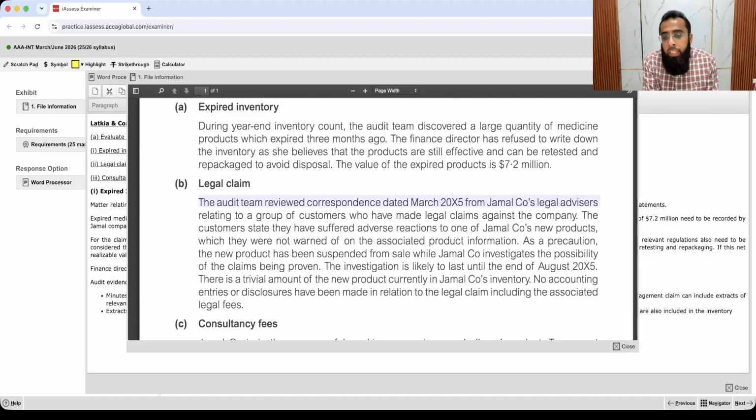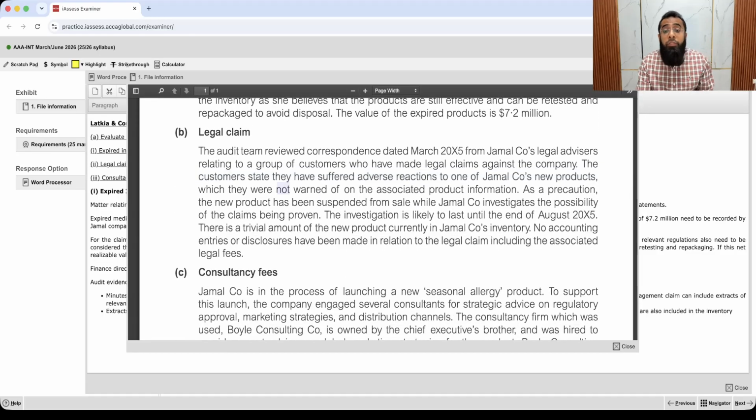The audit team reviewed correspondence dated March 20X5 from Jamal Company legal advisors relating to a group of customers who have made legal claim against the company. Okay, so when there is a legal claim, IAS 37 provisioning. The customers state that they have suffered adverse reaction to one of the Jamal Company new product, which they were not warned of in the associated product information.